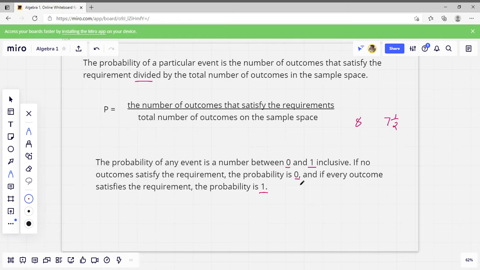So let's think about a coin toss. If we toss a coin, the total number of outcomes possible will be 2, heads or tails. And if we ask, what is the probability of getting heads? Well, there's only one side for heads, so that'd be 1. So for a coin toss to land on heads, our probability is 1/2.